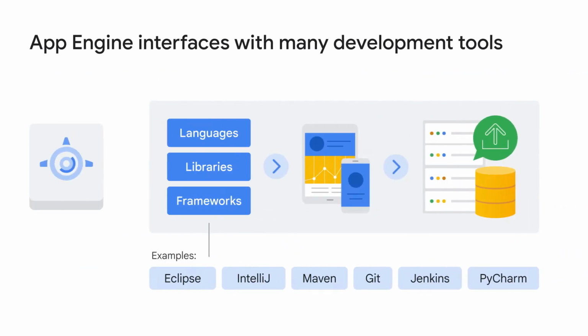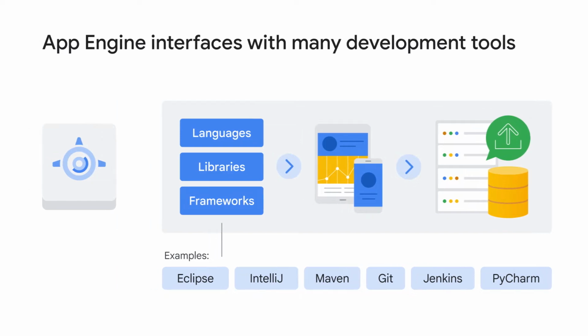So, how does it work? With App Engine, you can choose from popular coding languages, libraries, and frameworks to develop apps with tools you're familiar with, and then automatically provision servers and scale app instances based on demand. Options include Eclipse, IntelliJ, Maven, Git, Jenkins, and PyCharm. That means you can upload your code and Google will manage your app's availability.